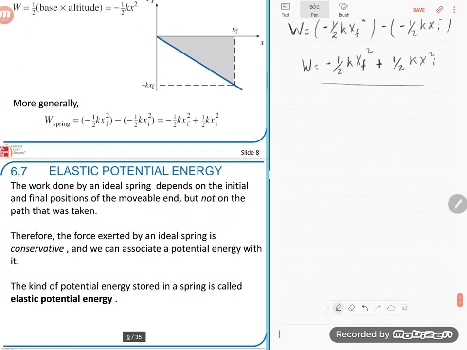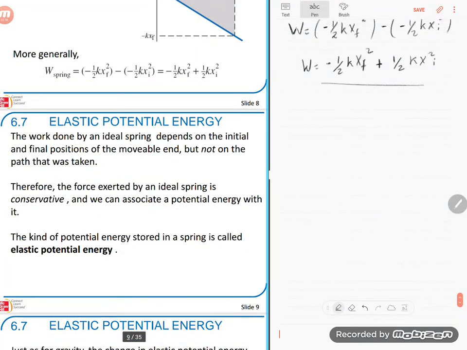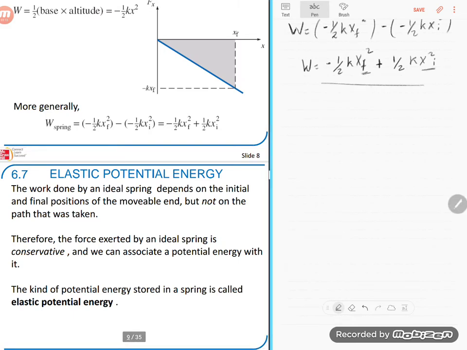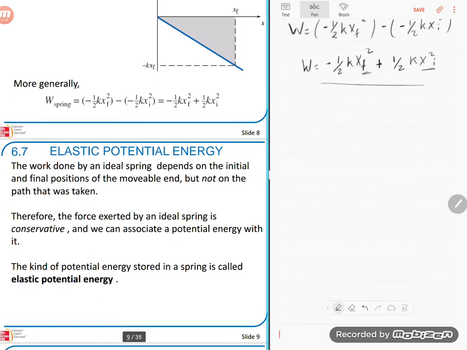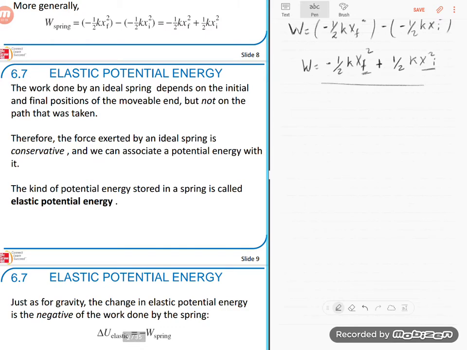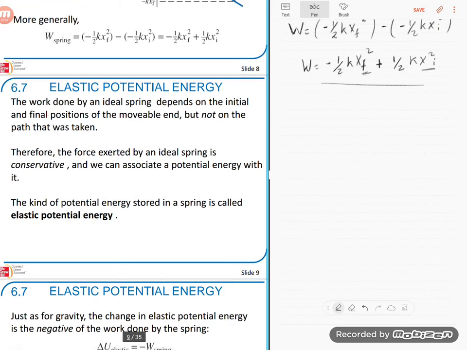Now let's go to elastic potential energy. The work done by an ideal spring depends on the initial and final position of the movable end, but not on the path that was taken. So we don't care about the path here. Therefore, the force exerted by an ideal spring is conservative. We can associate a potential energy with it. If it is conservative, it doesn't mean there is no waste. So we can associate potential energy with it. The kind of potential energy stored in a spring is called elastic potential energy.